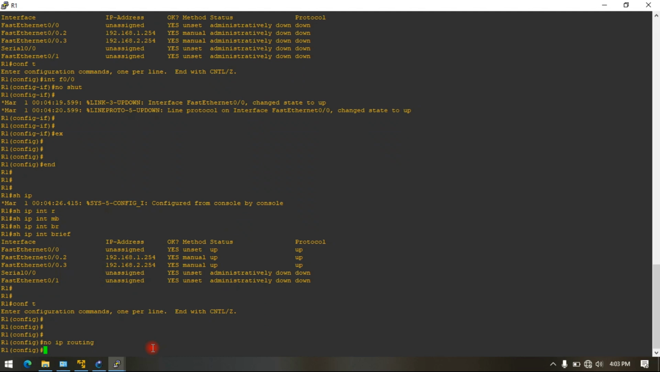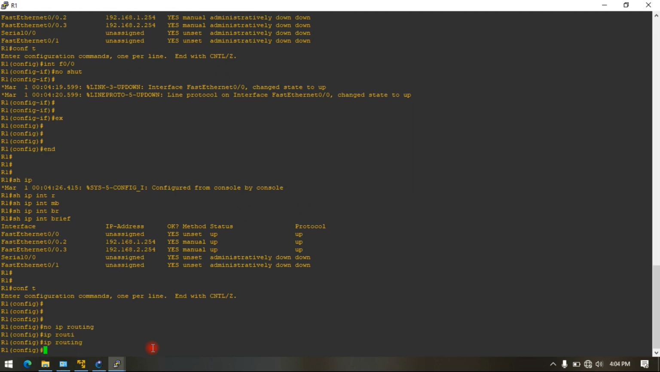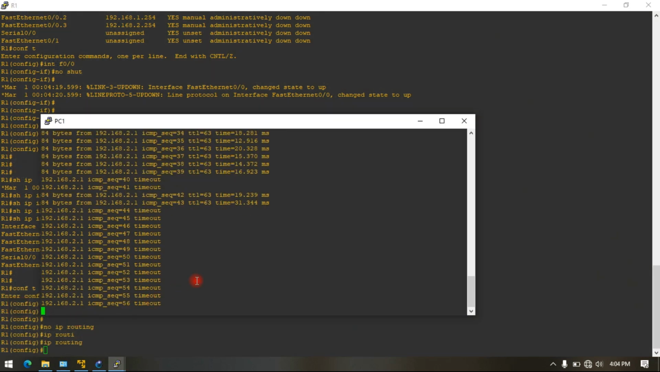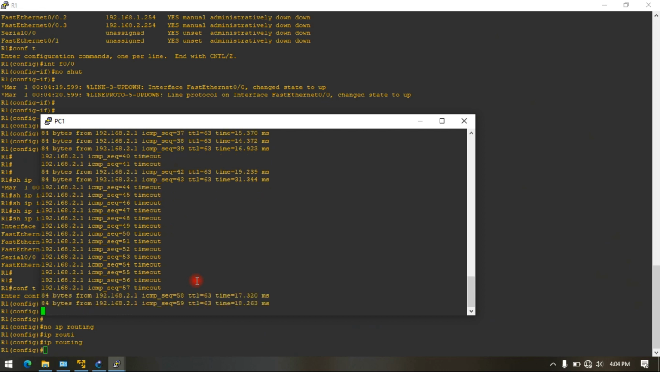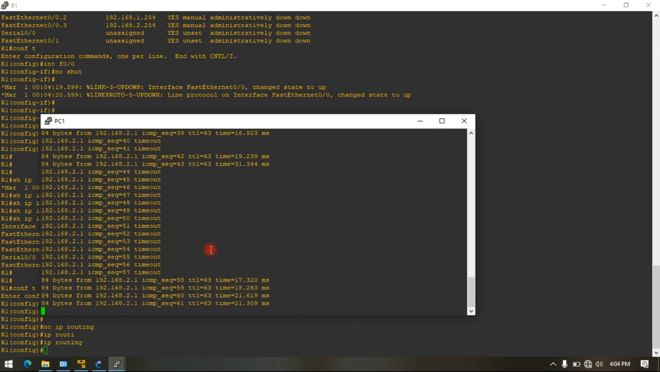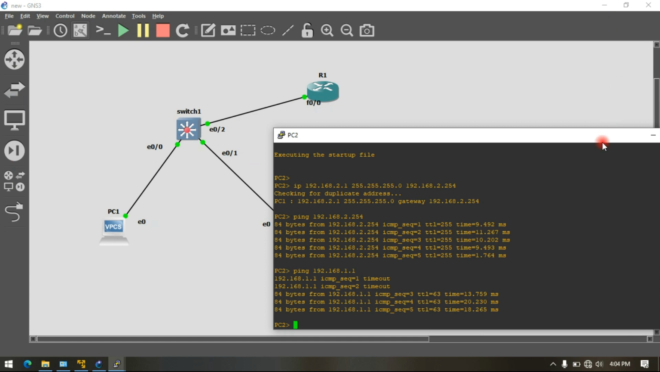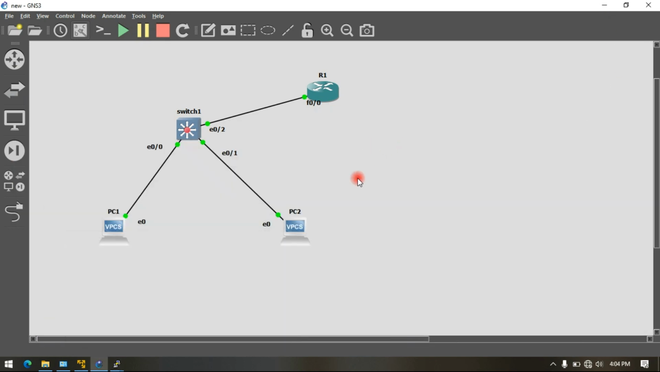Now, should I do ip routing, the packets should be back and up and running well. It will take time to converge, and there we go. Our packets are now being routed from network 1 to network 2. So that's how to create router on a stick. Using only one router, you'll be able to configure sub interfaces on the router and put different VLANs all connecting to the router. So that's how to go about router on a stick.